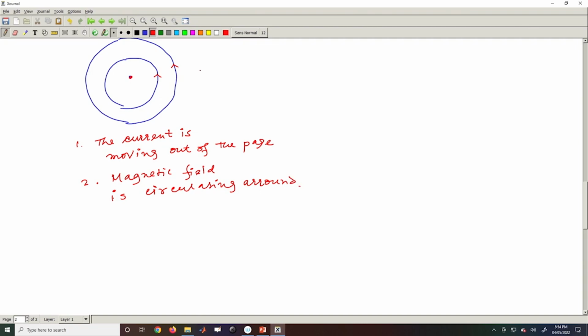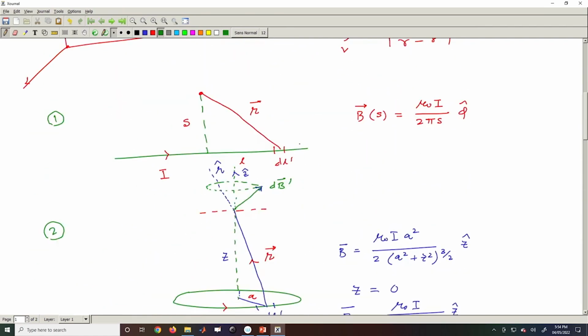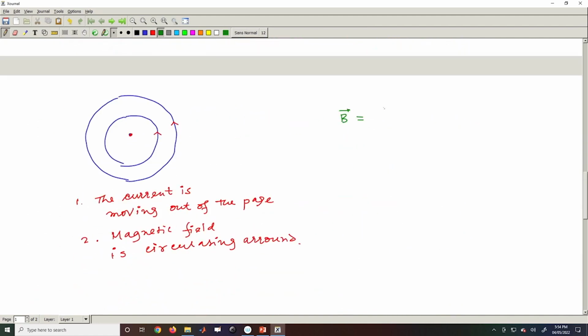The value of the magnetic field we know for this case, because the wire is infinite. So, I am going to use the result that we got here, the first result. This will be the amount of magnetic field. If I write it down, B equals mu 0 I divided by 2 pi S, in the phi unit vector, where the length is S.